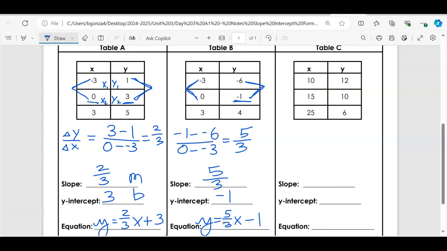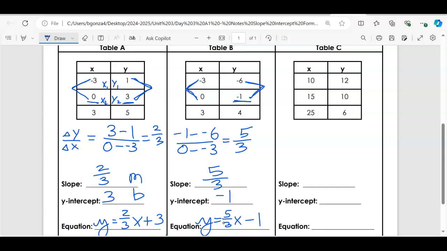This should be not too bad. But what's weird about this one? I don't see a 0 for the x. It's not obvious what the y-intercept is. It ain't 12. It's not 10. Okay. Here's what you got to do. If you don't already have 0, you got to think logically, follow the pattern to get 0.